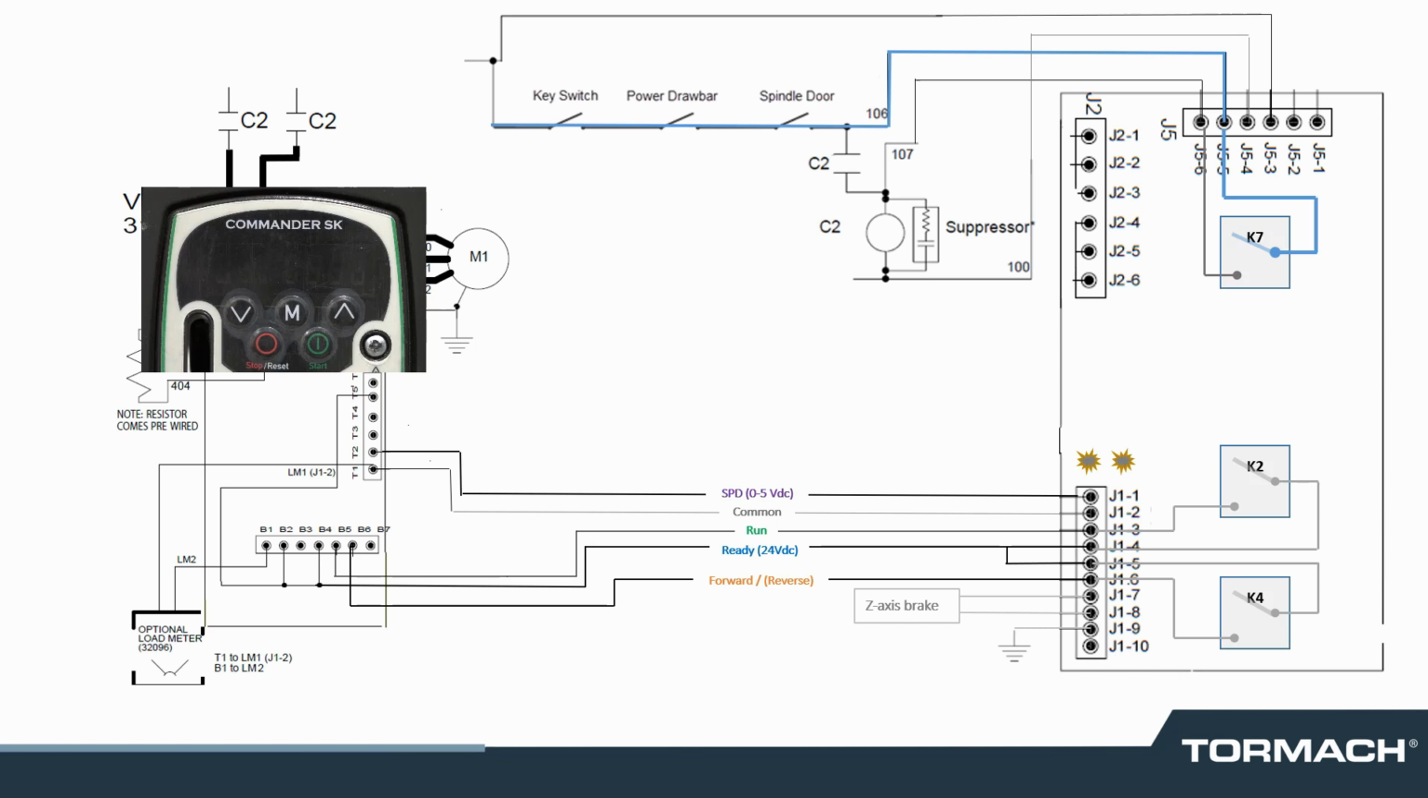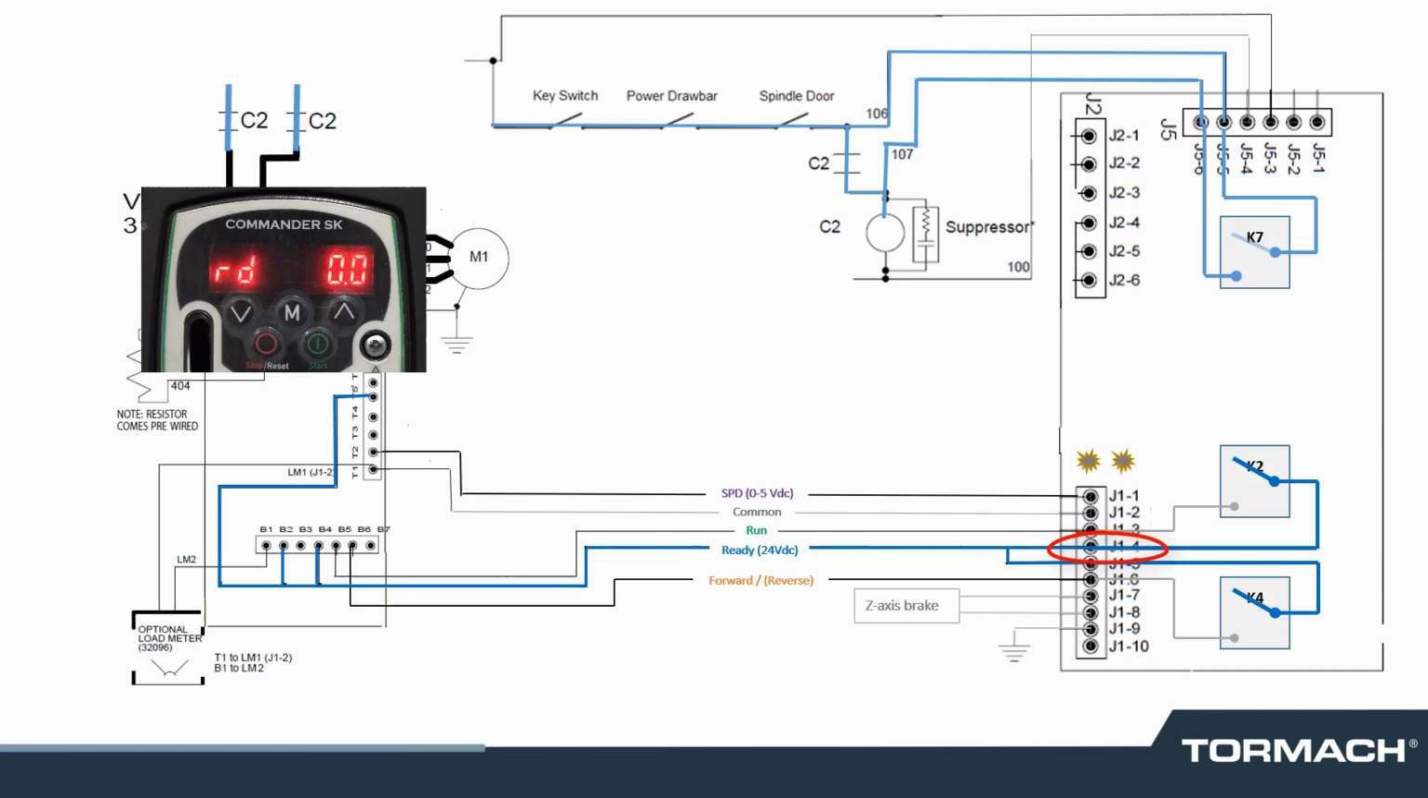Let's look at the logic signals individually. With contactor C2 latched, the VFD is powered. Terminal B2 provides a 24-volt DC ready signal which is routed to the machine control board via a wire labeled J14.